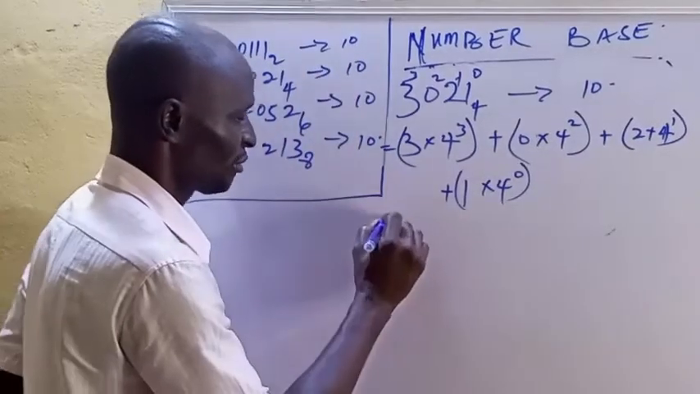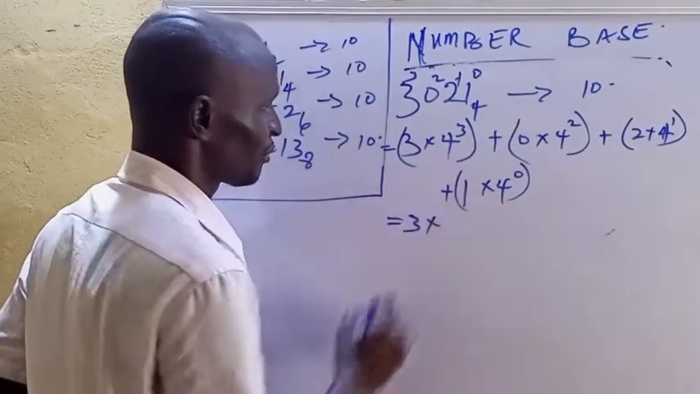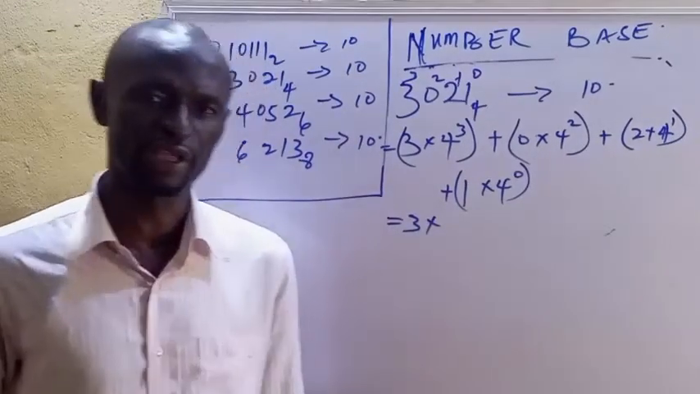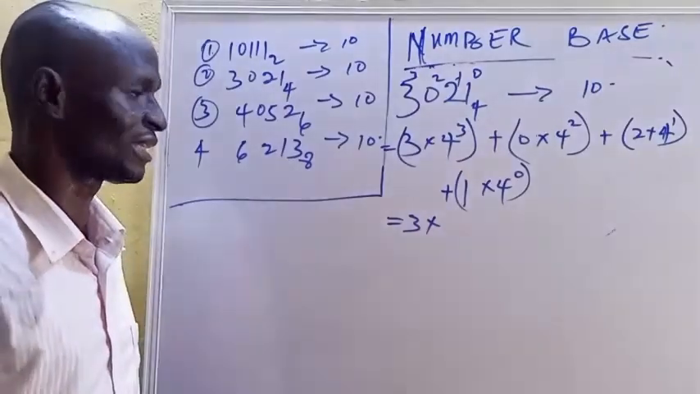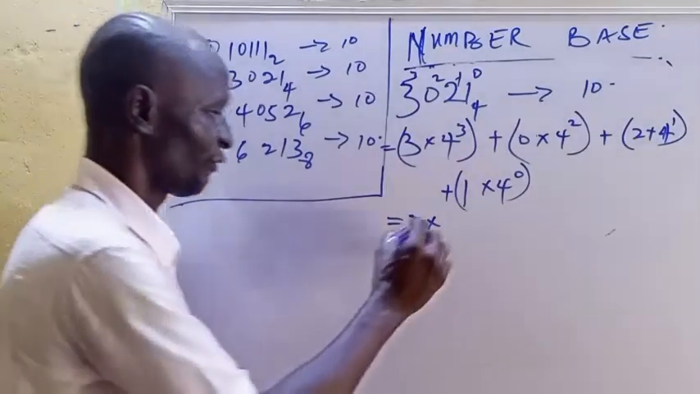With this, it becomes 3 times 4 raised to the power of 3. 4 times 4 is 16. 16 times 4 is 64.